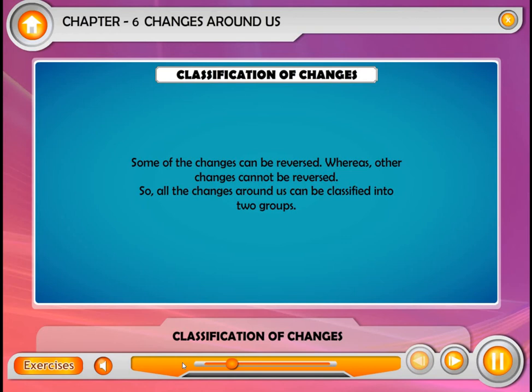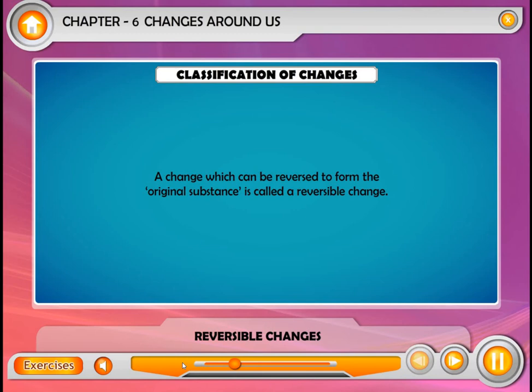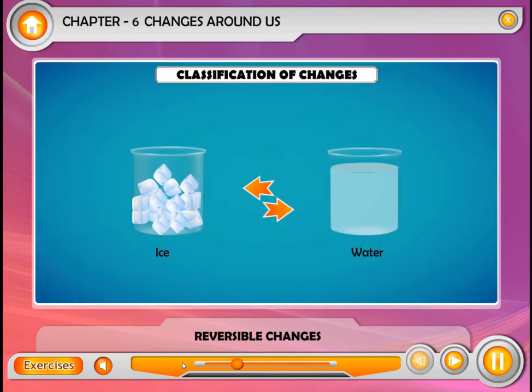So all the changes around us can be classified into two groups: A. Reversible changes and B. Irreversible changes. A. Reversible changes. A change which can be reversed to form the original substance is called a reversible change. Let us understand the example in detail.